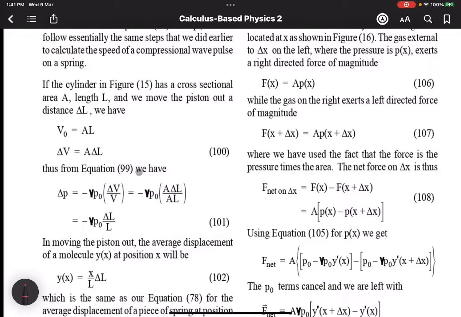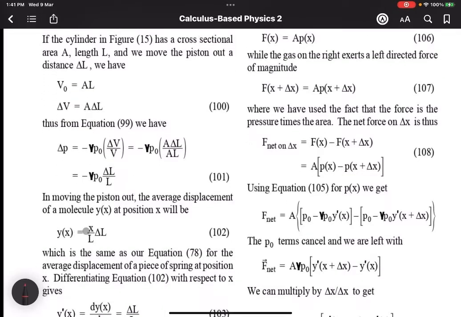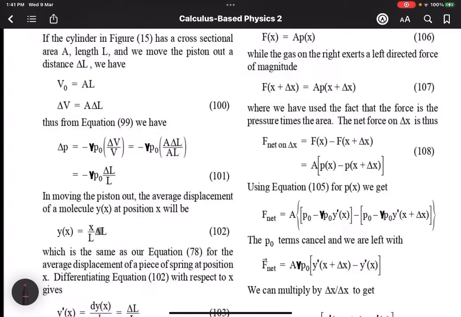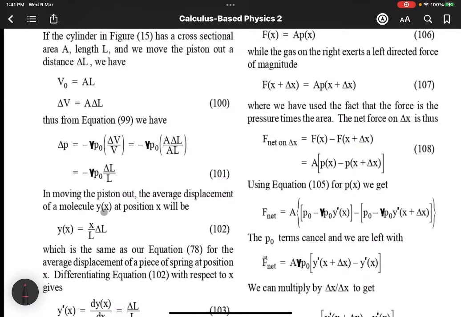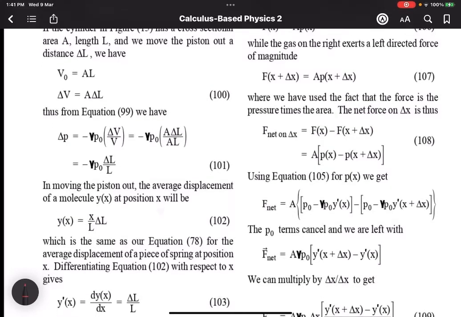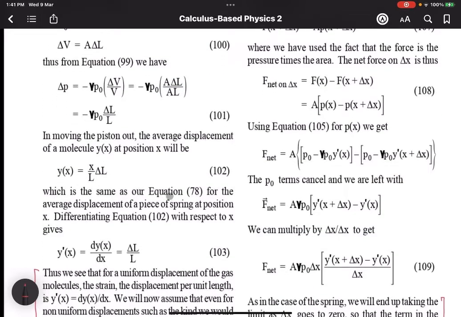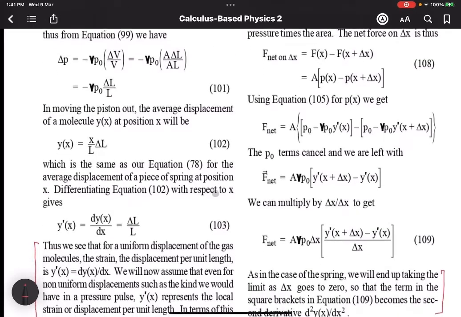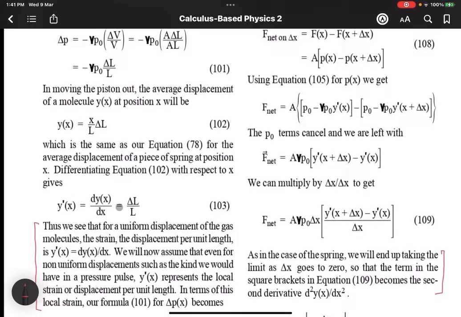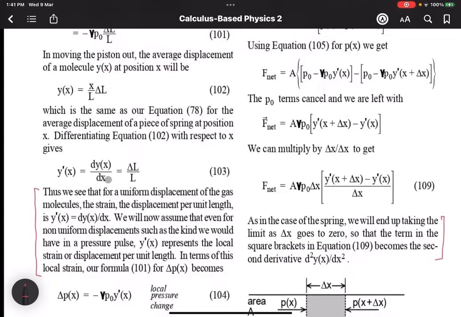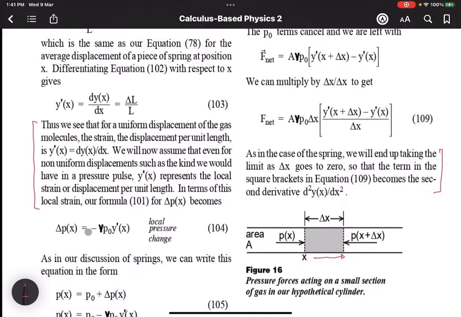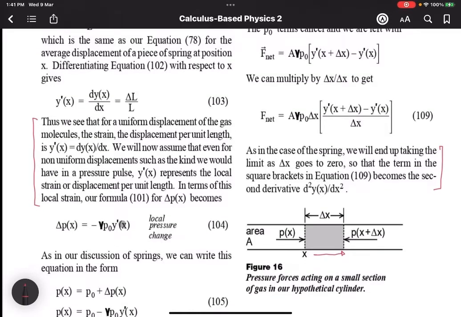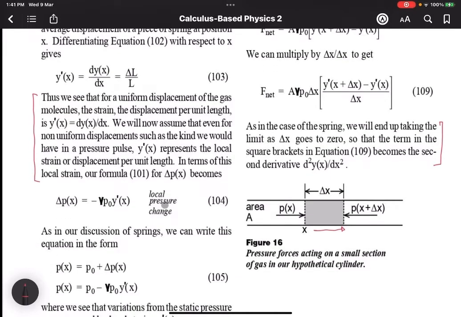Thus, from equation 99, we have γx is equal to x over L times the change in L. In moving the piston out, the average displacement of a molecule ψx at position x is the same as our equation 78. So, like what we did in the spring, we will now apply our second derivative, and we will have ΔPx is equal to negative γ P0 times ∂ψ/∂x, which represents the local pressure change.